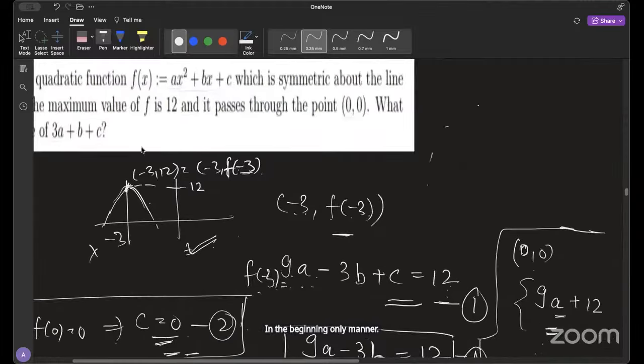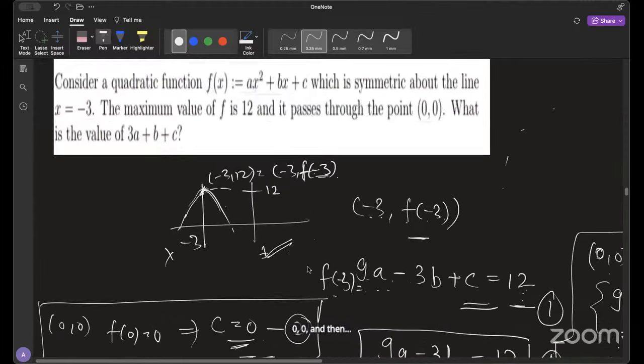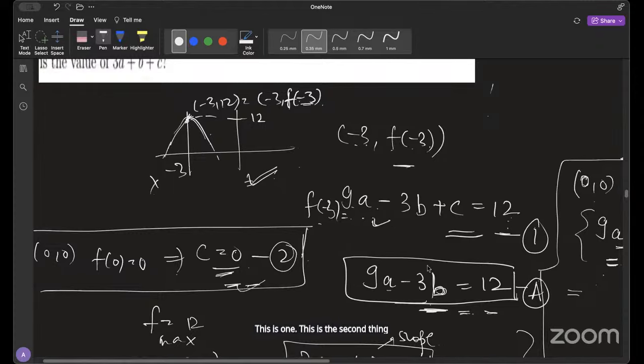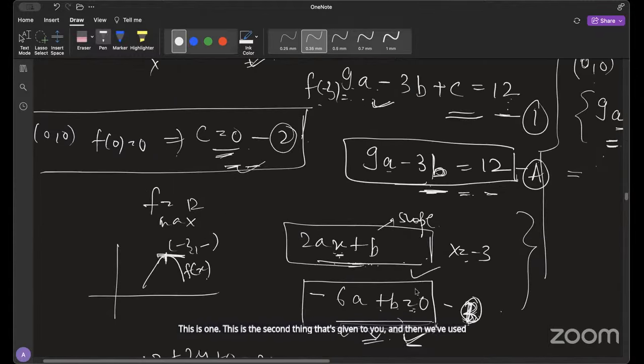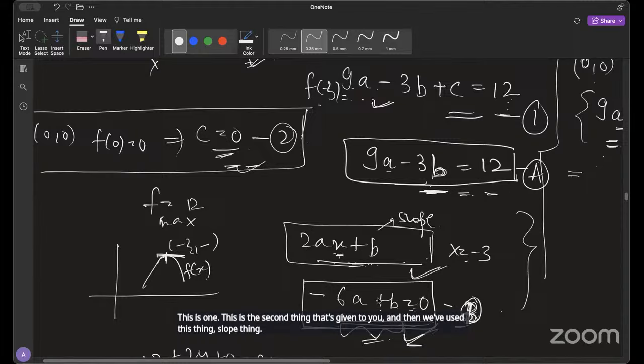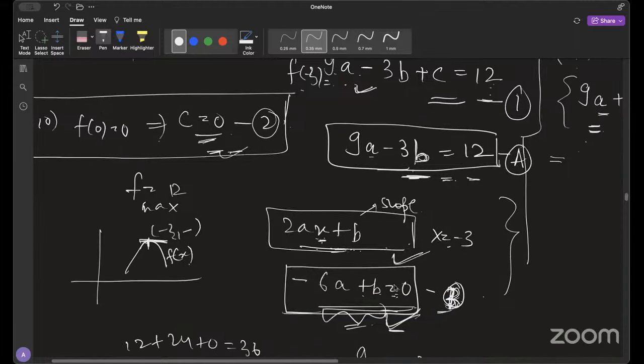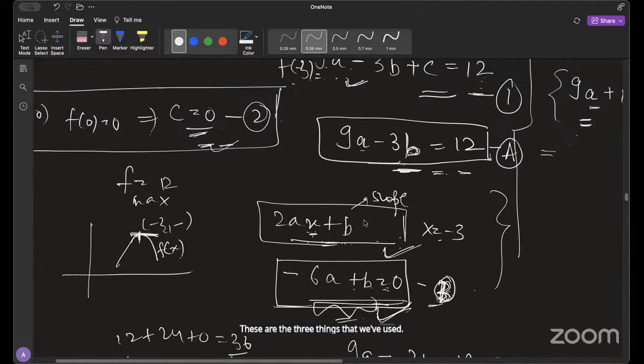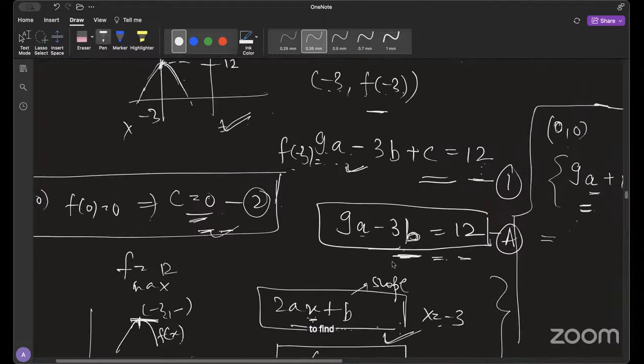0, 0, and then this is 1. This is the second thing that's given to you, and then we've used this slope thing at -3. These are the three things that we've used to find three variables.